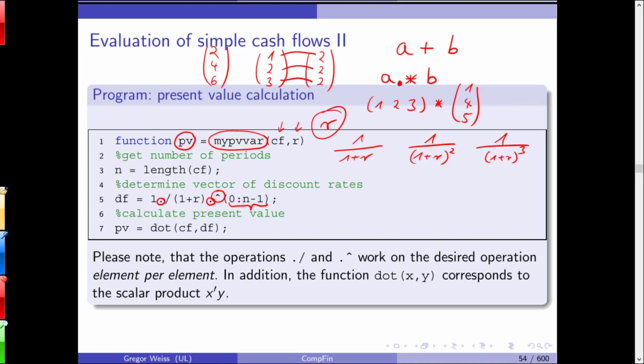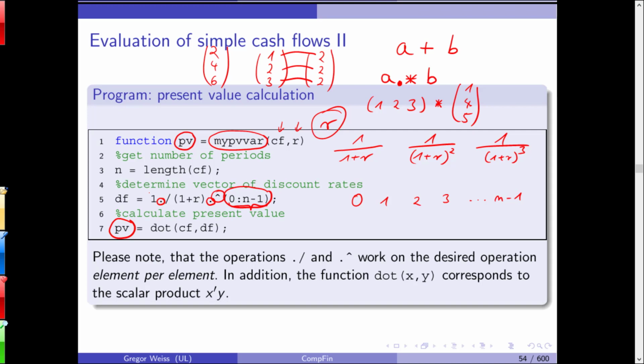0 to n minus 1. So it will be 0, 1, 2, 3 until n minus 1. So this here will be a vector. And that's why I need to calculate the rest of the expression element-wise. And then I'll calculate the present value, which is very simple. Dot is the function in MATLAB that calculates the scalar product of two vectors. So I'll simply take the cash flow vector times the vector of the discount factors, and the result obviously is the present value. And that's PV.